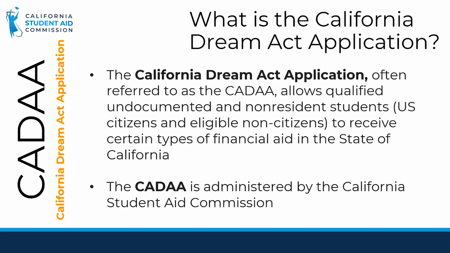And when they apply with the CADA, or the California DREAM Act application, that application is then administered by the California Student Aid Commission. That is to say, it's proprietary to the Student Aid Commission. And once we receive that application, we then process it so that those students are given consideration for the aid that they're able to receive, such as Cal Grants.